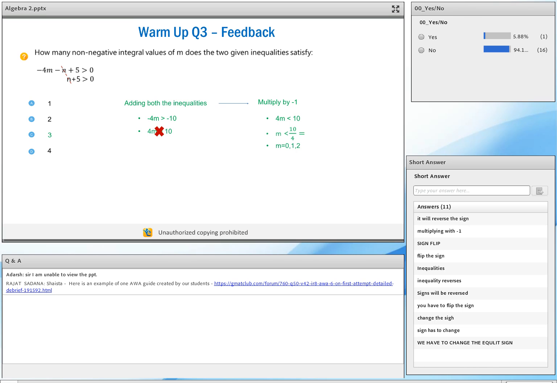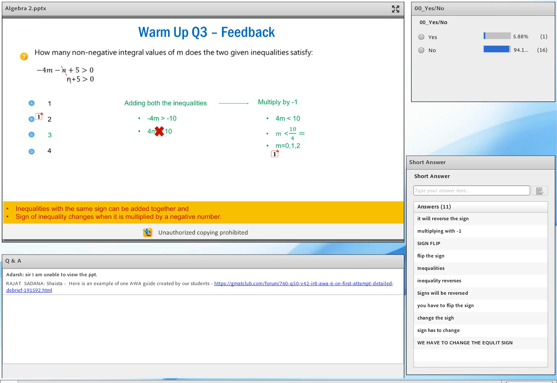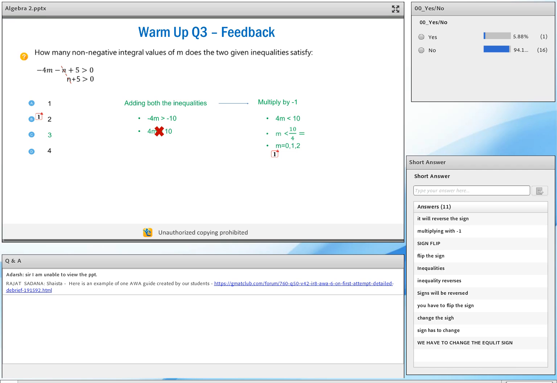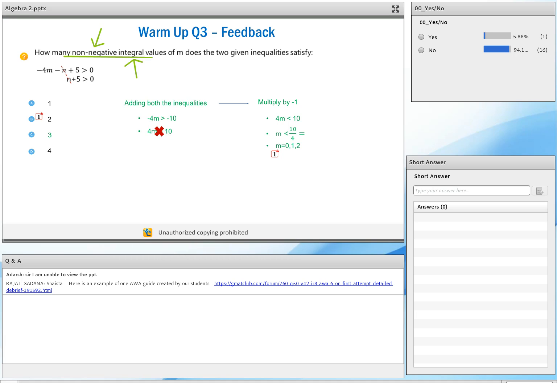Okay. Now, if m is less than 10 by 4, then what are the possible values of m? This means that m is less than 2.5. Because m is an integer, what has been given to me is that m is a non-negative integral value, which means that m is an integer first of all, and then I have to select non-negative values. Now, what are non-negative values? 0, 1, 2, yes. So you need to include 0 here.